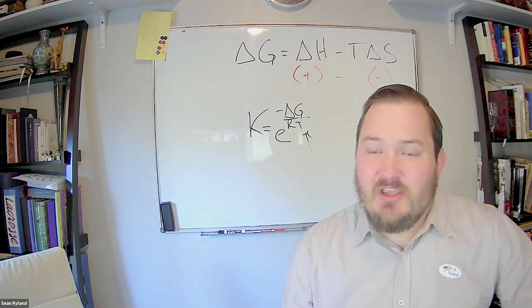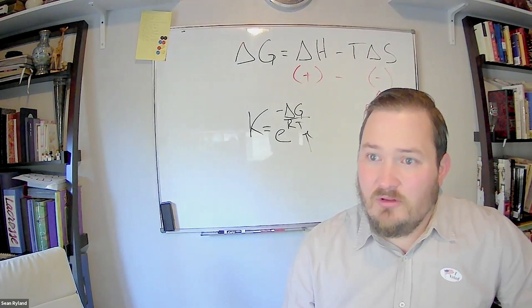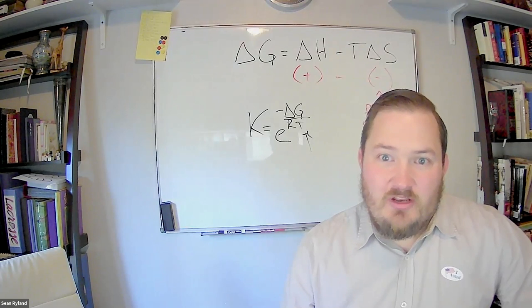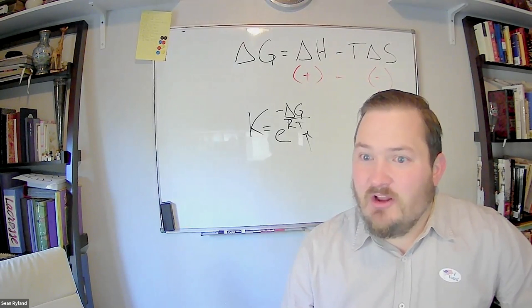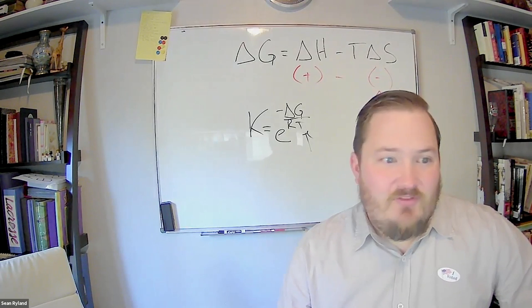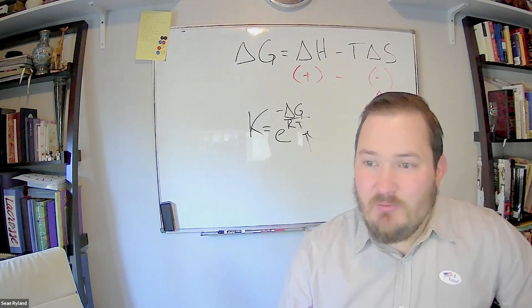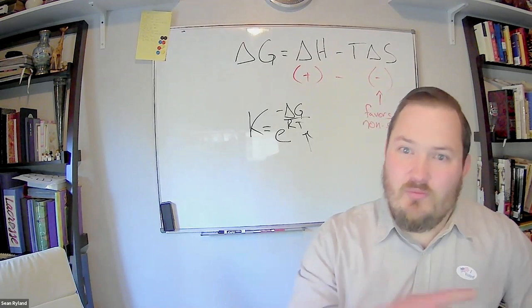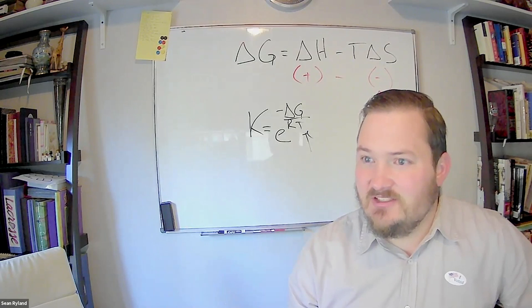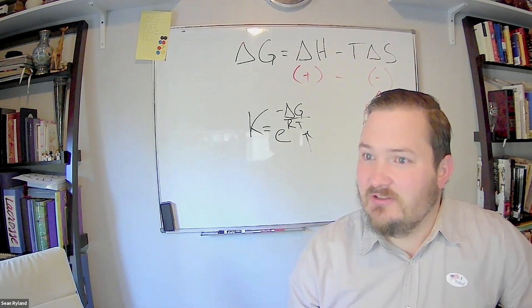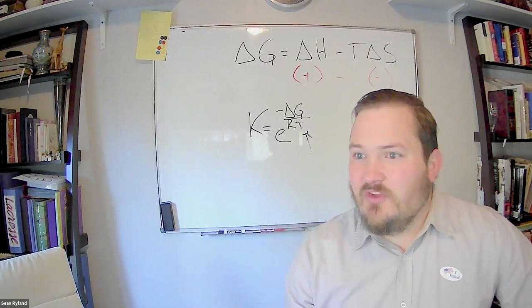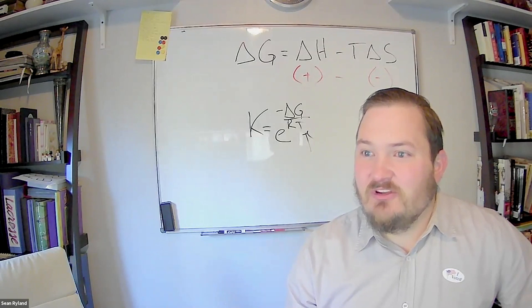If it's exothermic and entropy is not playing a role, then you can treat heat as though it's a product, right? And if you increase the temperature, that's going to drive the reaction towards the reactants because you're adding a product. You guys remember Le Chatelier's principle? That was a long time ago, right?